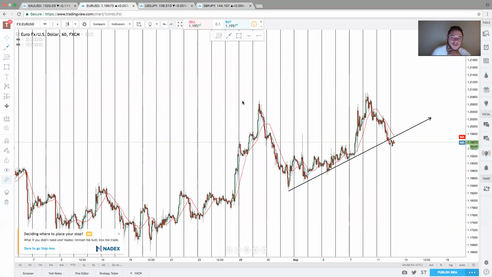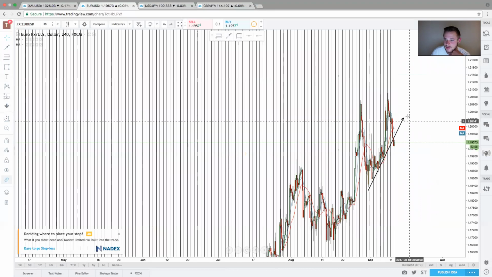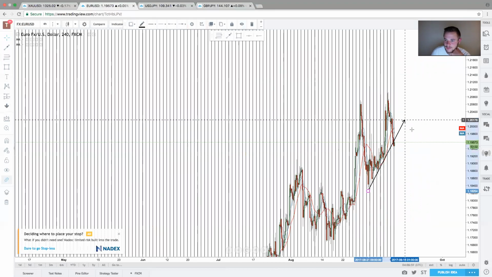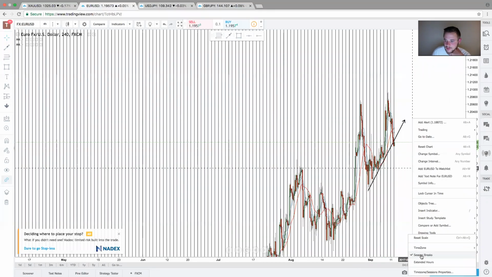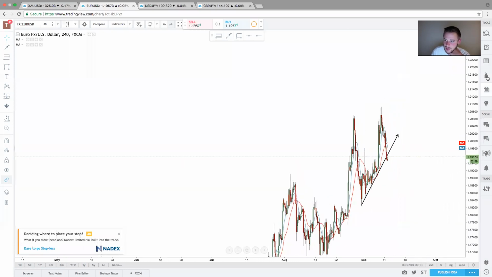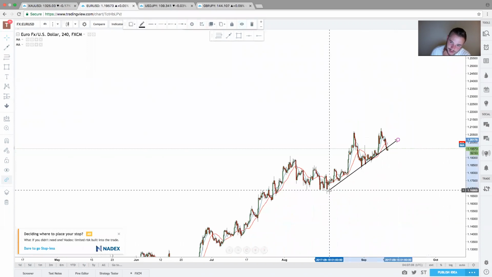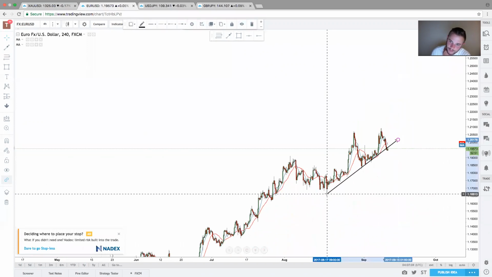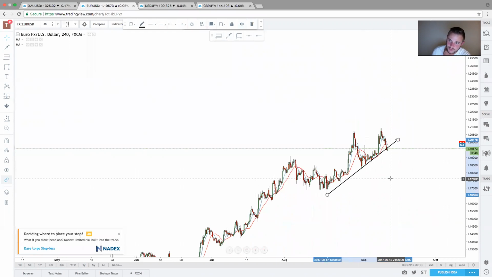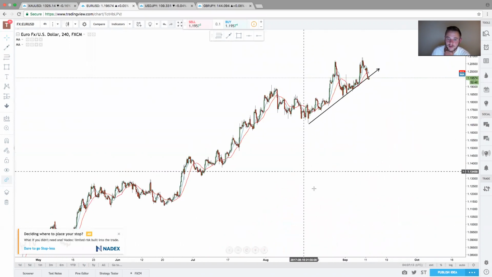Let's see how 104 is looking. Not a bad sell. Let me get rid of these session breaks. Not a bad looking sell, actually. Oh, wow. Let me extend this trend line going this way. Pretty strong 4-hour trend line.